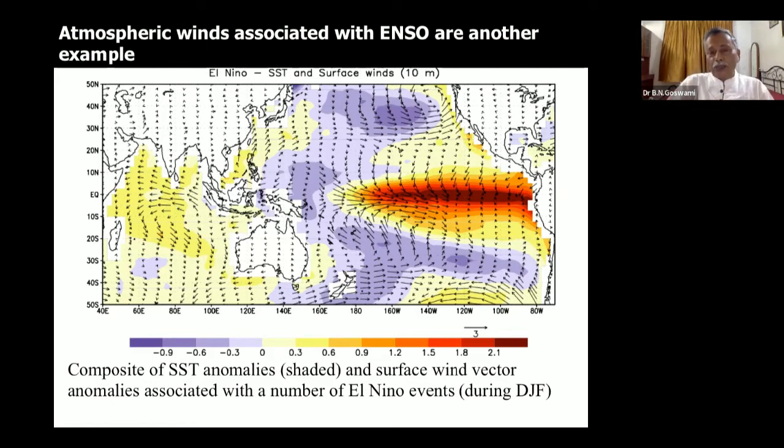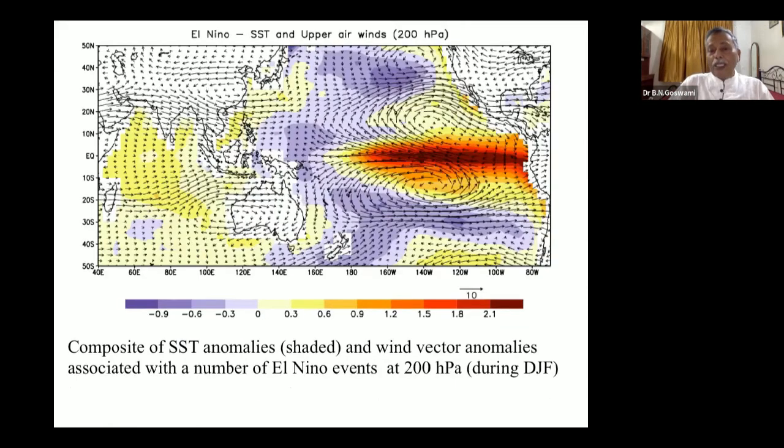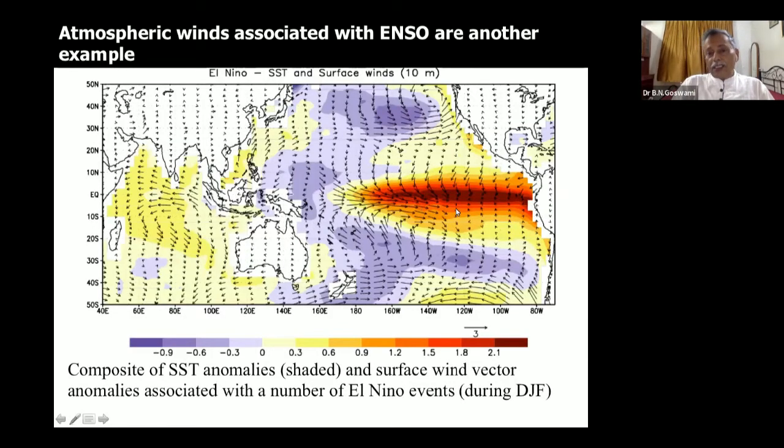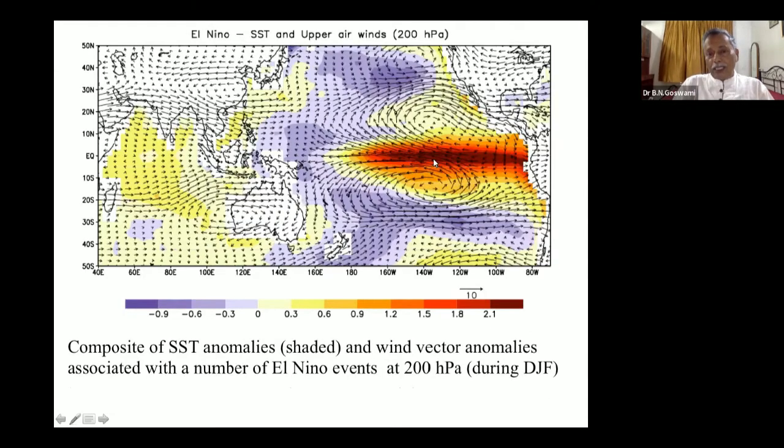So now if I go to the response of the winds associated with El Ninos, again the color is the SST, and the winds are at 200 hectopascal. In the upper atmosphere, the wind response is very clear, even clearer than at the surface, and there is divergence in the upper atmosphere. In the lower atmosphere, you see that the wind converges to the heating produced by the SST anomaly, but in the upper atmosphere the wind then diverges and produces an atmospheric response in the form of two vortices, a twin vortex around the equator.